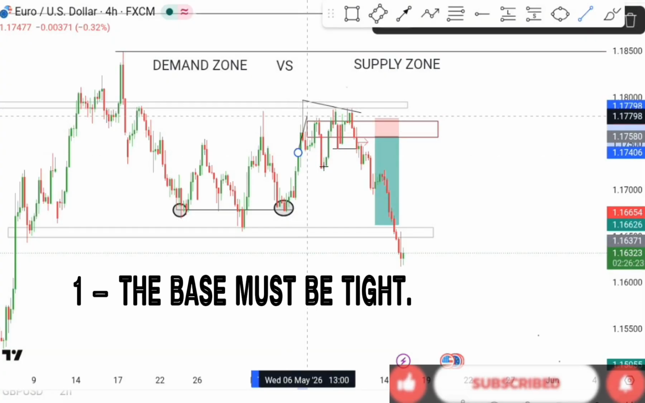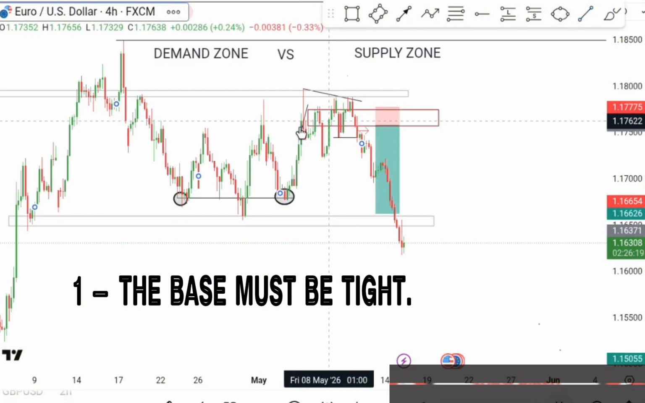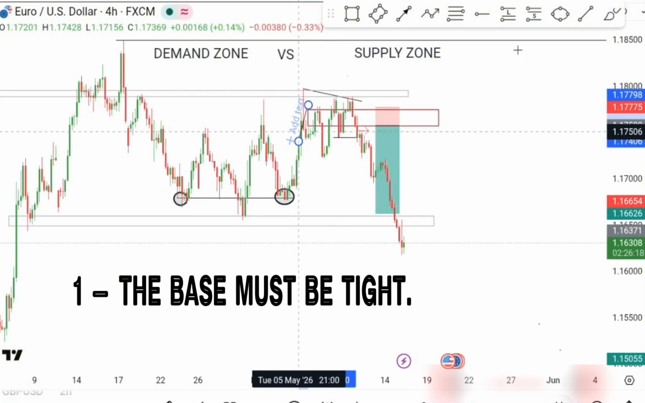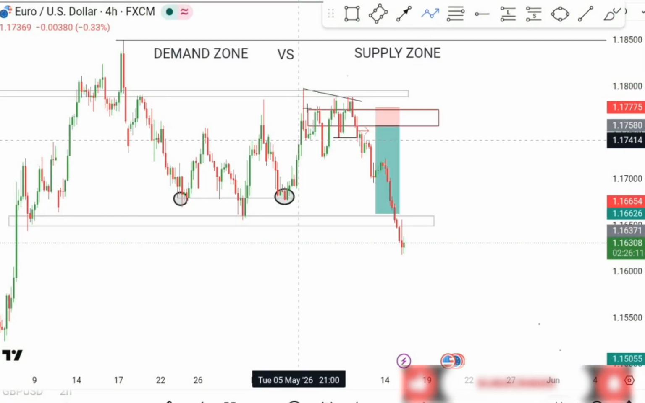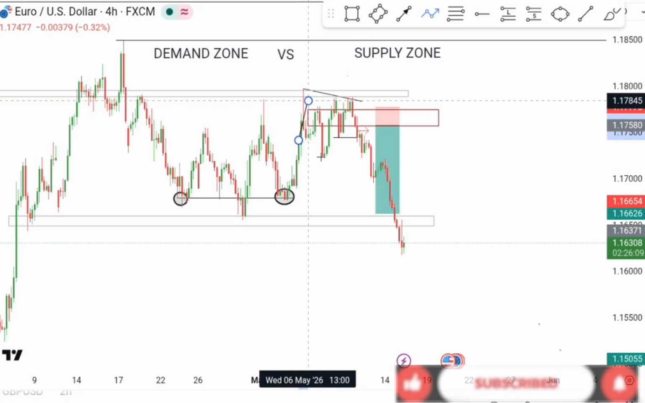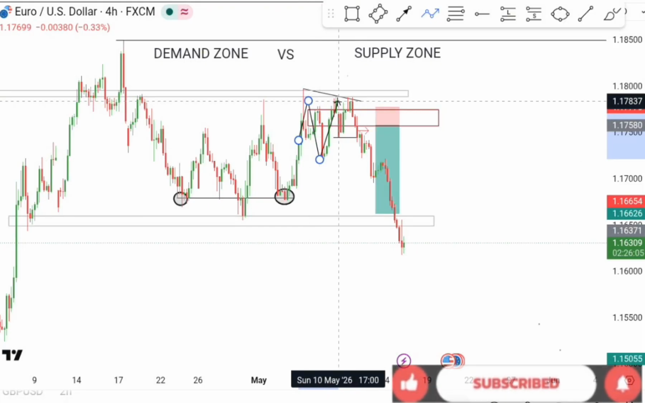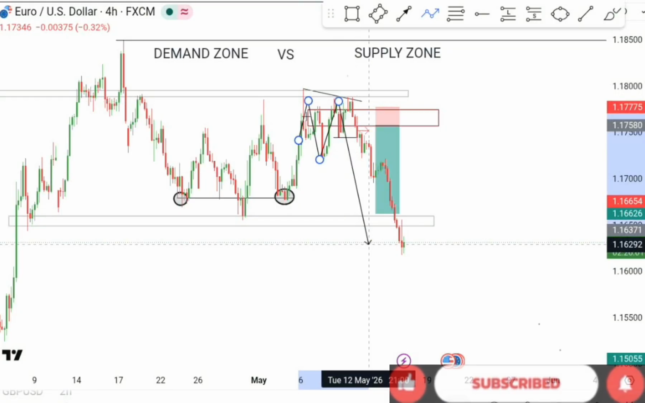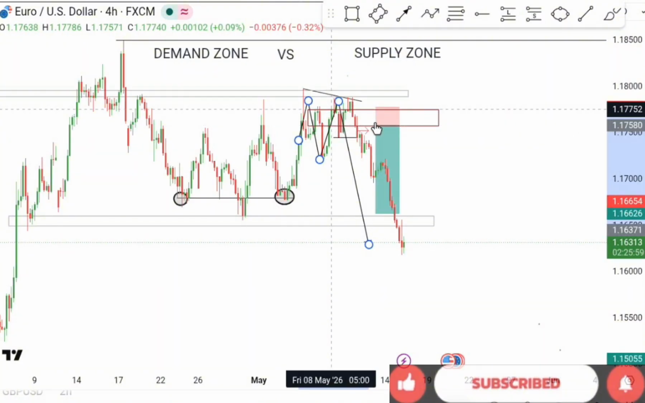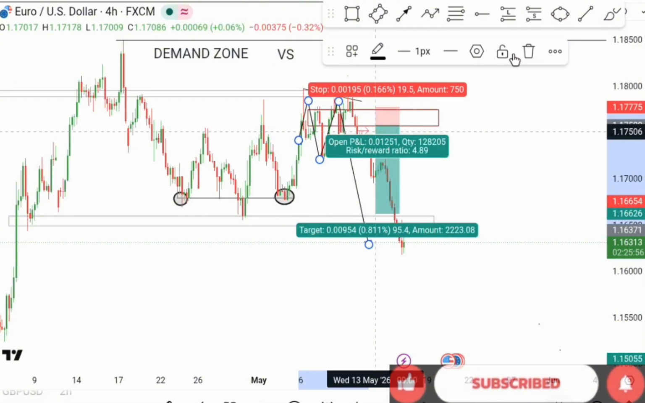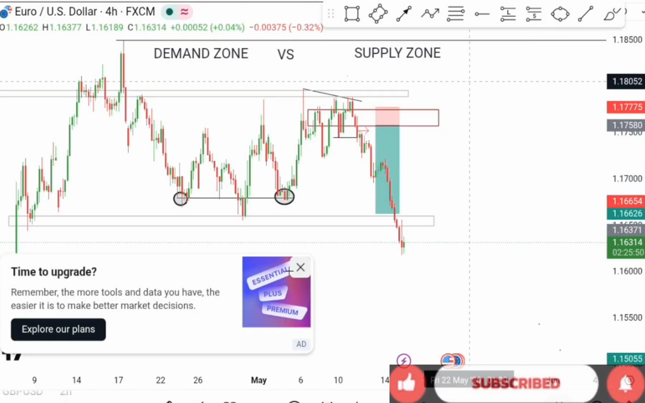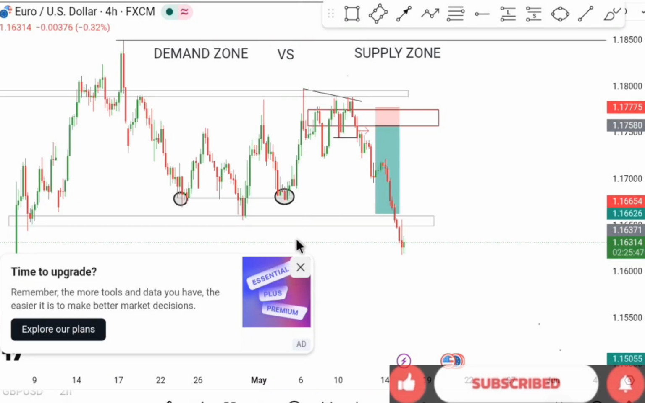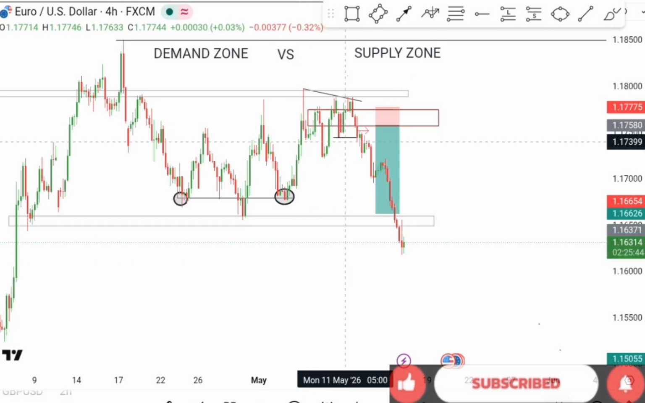So number one, the base should be very, very tight. The consolidation before the impulse move should be very narrow. It should look like a real consolidation before you see any impulse move, ideally 2 to 3 or 4 or more candles. Like I said, the tighter the base, the more concentrated the institutional orders will be. A wild, messy base means the orders are split out and the zone is weak.